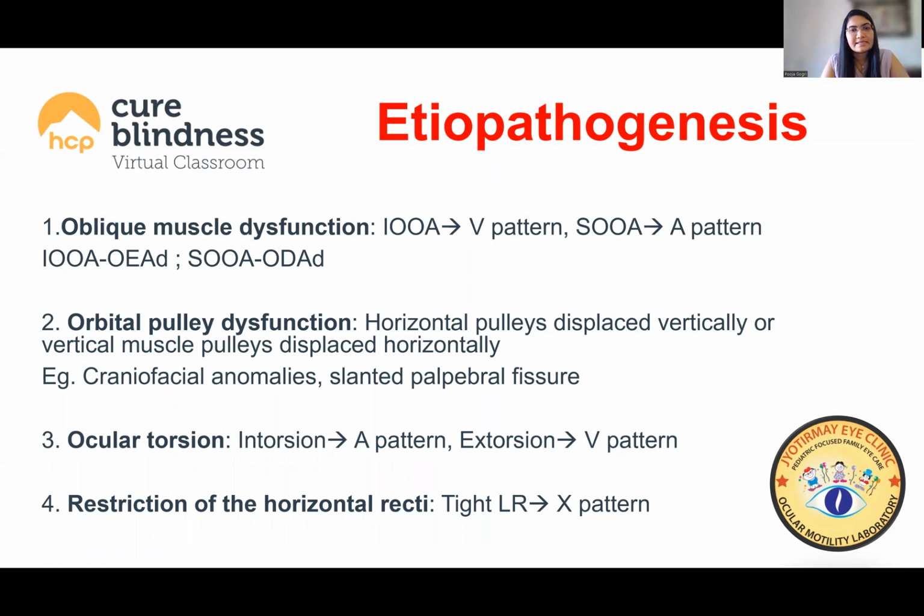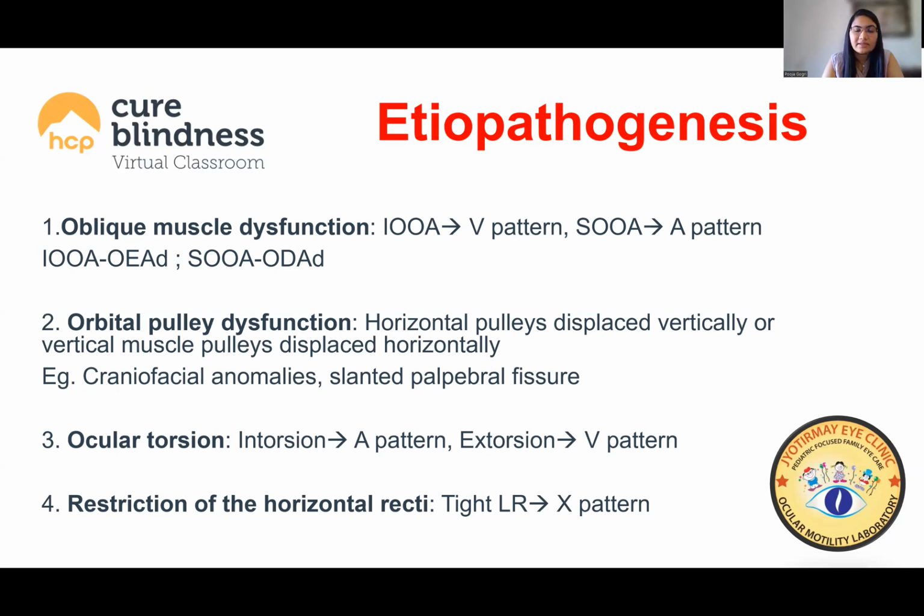Now, orbital pulleys can be displaced. That means if our horizontal muscle pulleys are displaced vertically or the vertical muscle pulleys are displaced horizontally, they cause a dysfunction in the way they act. The vectors of the muscle forces change, which is what results in this pattern strabismus. So craniofacial anomalies and slanted palpebral fissures have these displaced muscle pulleys which cause pattern strabismus.